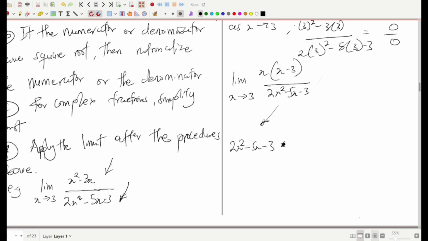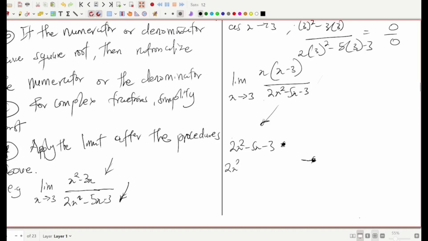2, you multiply the coefficient of x squared by the constant, right? That's the last term of the expression. What do you get? We get negative 6. Factors of negative 6, that when multiplied will give you negative 6, but then when added will give you negative 5. What do you think?